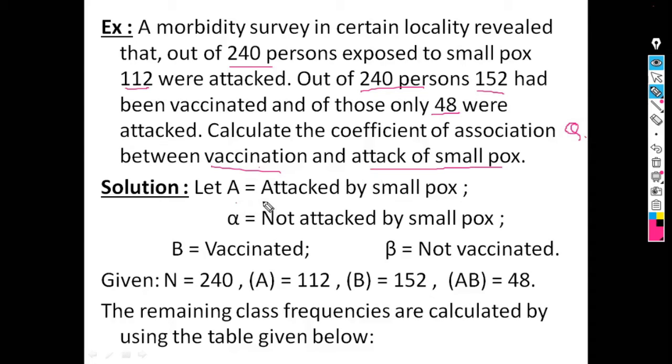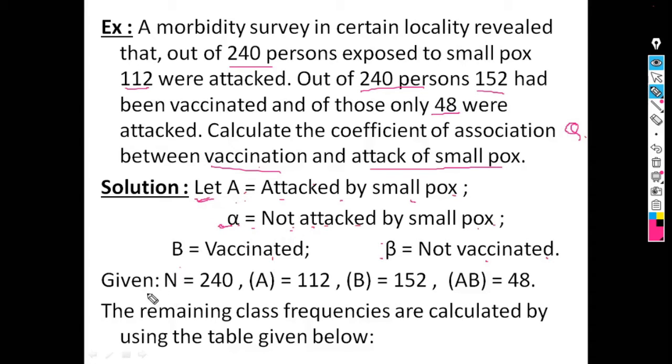Suppose we define A as attacked by smallpox. A is the present attribute and its absent attribute is alpha. So alpha is defined as not attacked by smallpox, the opposite of this. Capital A is attacked by smallpox, therefore alpha is not attacked by smallpox. And our second attribute is vaccination. So let B be vaccinated, and beta is the opposite of B, that is not vaccinated. Firstly we define our attributes: attribute A is attacked by smallpox and attribute B is vaccinated. Alpha and beta are the absent attributes, the opposites of A and B.